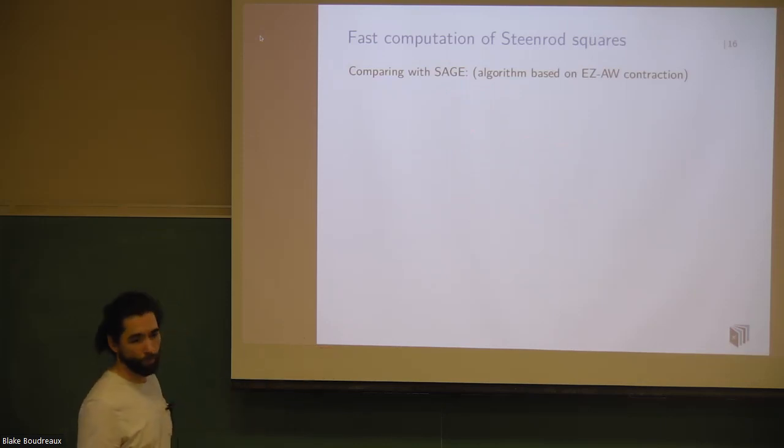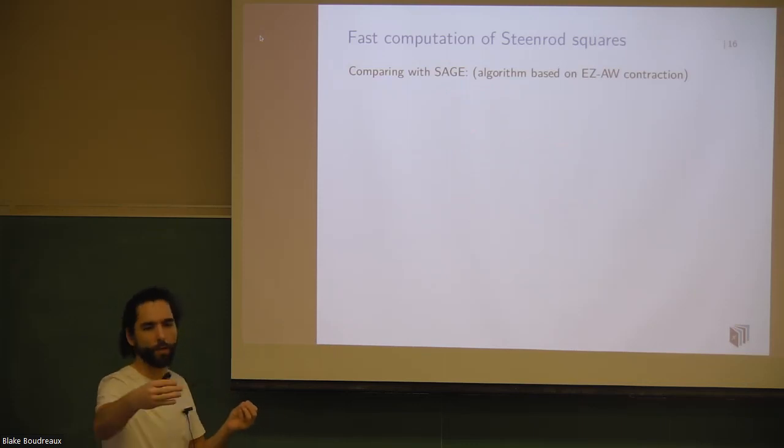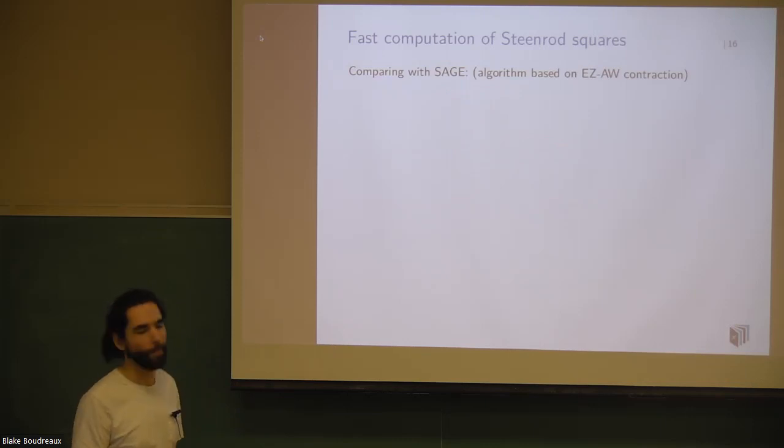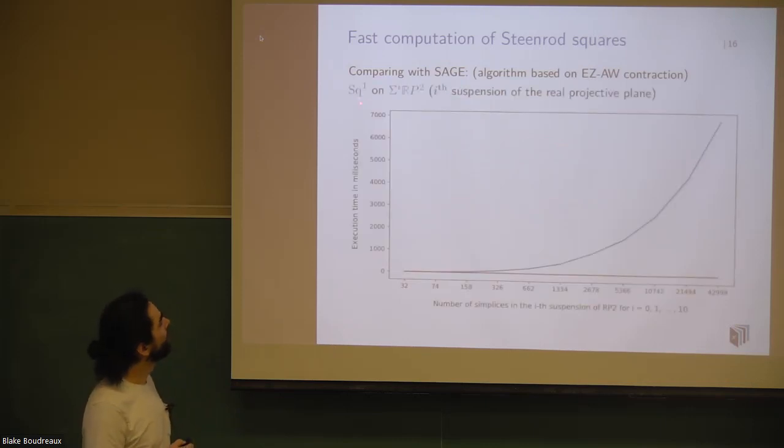And the task that I want us to compare is for a collection of spaces. Let's run both routines and see which one runs faster. That's all. What is the routine? We're going to compute Sq1 on suspensions, iterated suspensions of RP2.